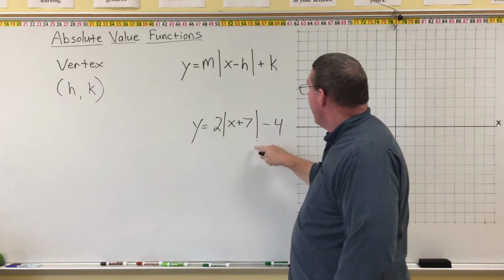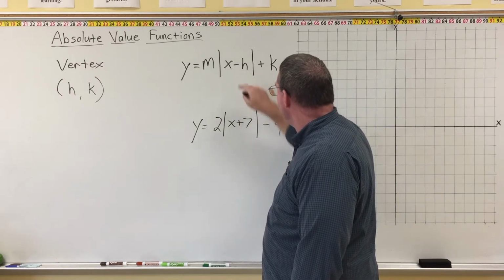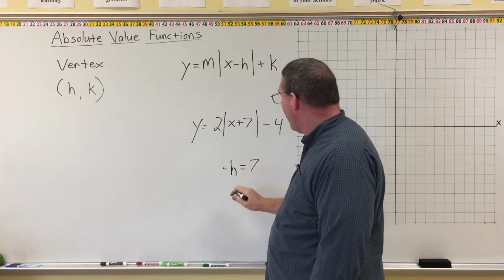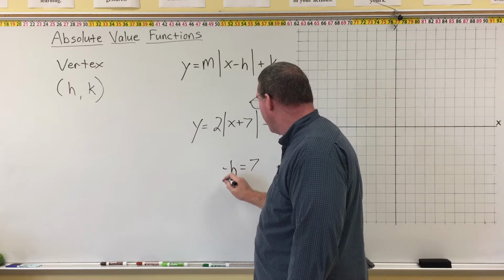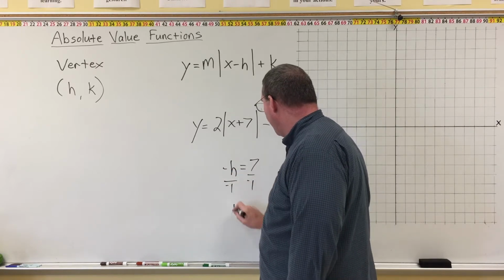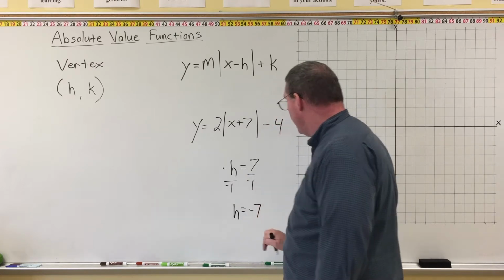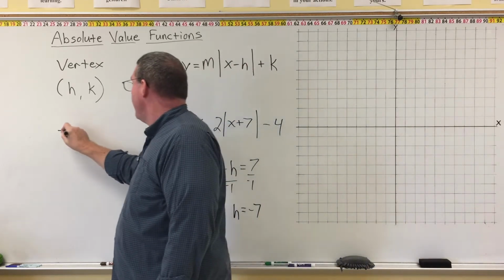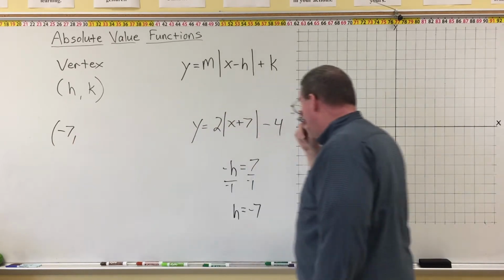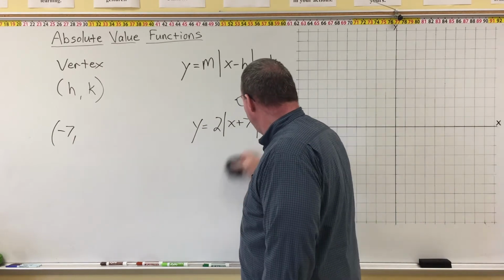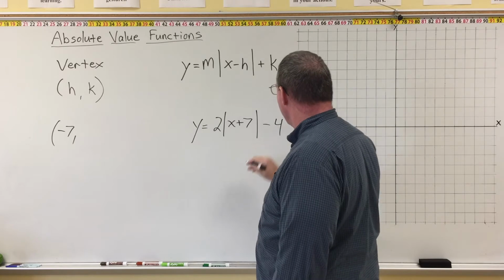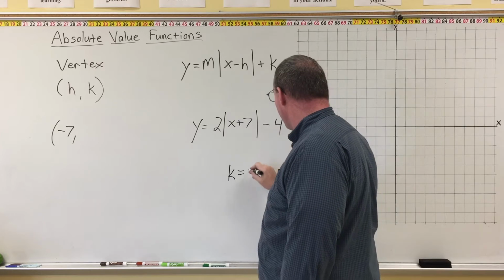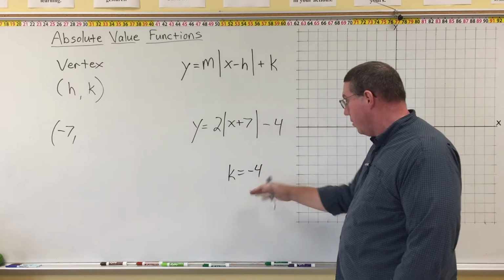Okay, so here h, this says negative h, so if negative h is equal to positive 7, well, now we'd have to divide by negative 1, right? Divide by negative 1, divide by negative 1, and now h is equal to negative 7. So the x coordinate of the vertex for this is at negative 7, okay? And then the y coordinate is at positive k. So if I bring the k down, what we have in place of positive k is negative 4. So if I put a negative 4 here, it's saying, look, k is equal to negative 4.